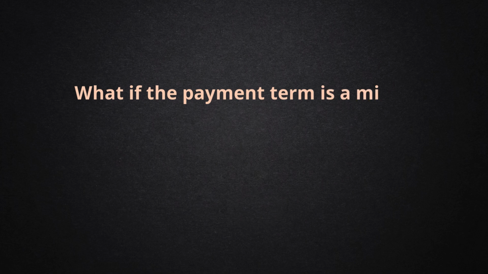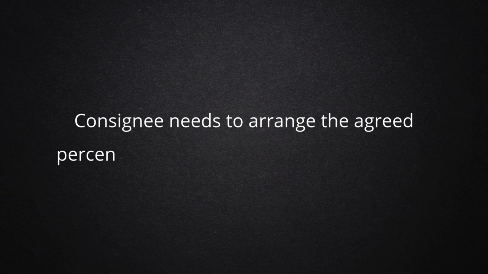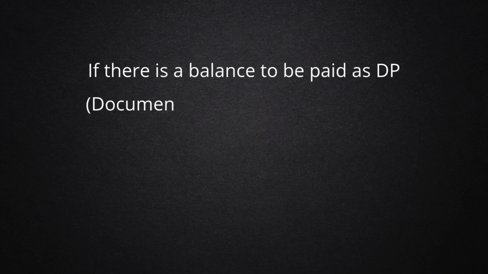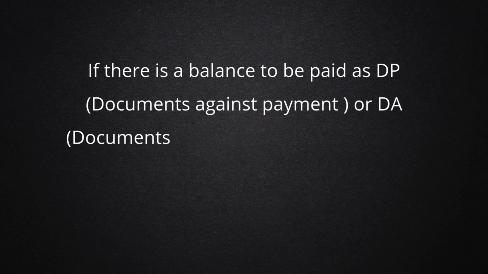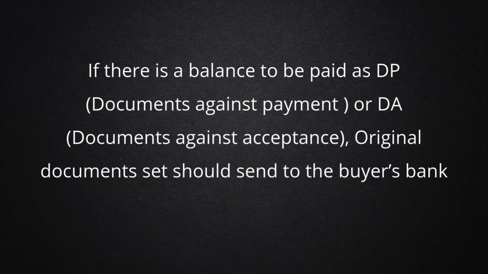What if the payment term is a mix of advance and DA payment terms? The consignee needs to arrange the agreed percentage of the invoice value in advance. If there is a balance to be paid as documents against payment or documents against acceptance, the original documents set should be sent to the buyer's bank by the seller.